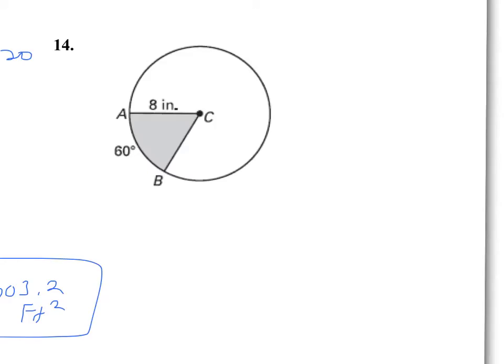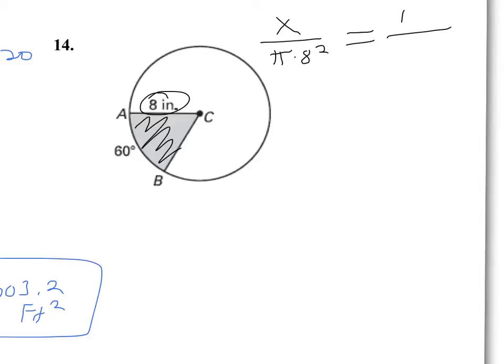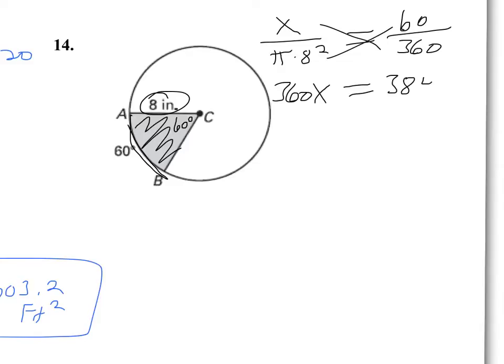And number 14. Okay, and number 14, we don't know the area of the shaded region, so I'll call that x. And we're going to compare that to the area of the whole circle, pi r squared, or in this case pi 8 squared, since that's the radius. And then we're going to compare that to degrees. It'll be 60 out of 360. We know the central angle of an arc will match the actual arc measure, so that's going to be 60. All right, cross multiplying. 360x on one side. On the other side, I'm going to do 8 squared times 60, but leave the pi, so it's going to be 3,840 pi. And then divide by 360.